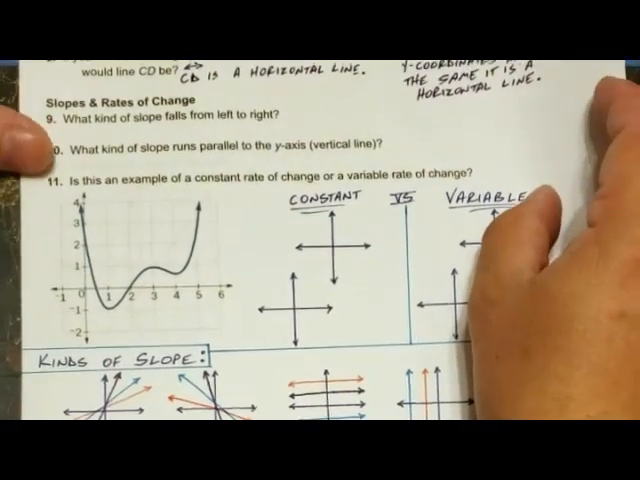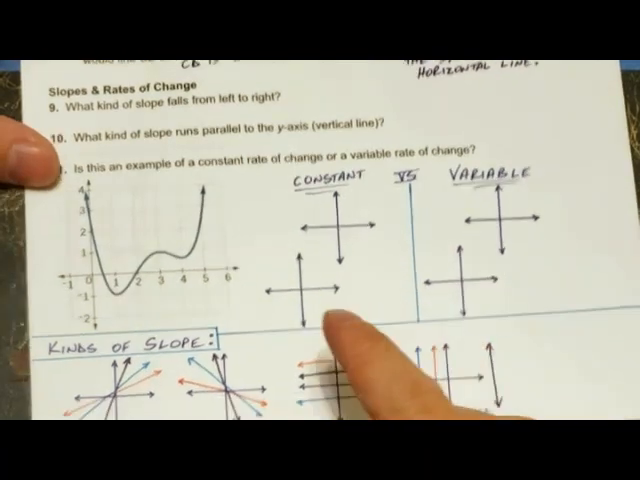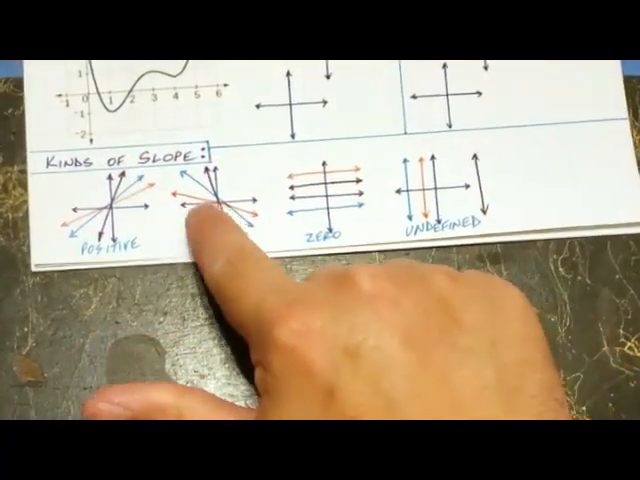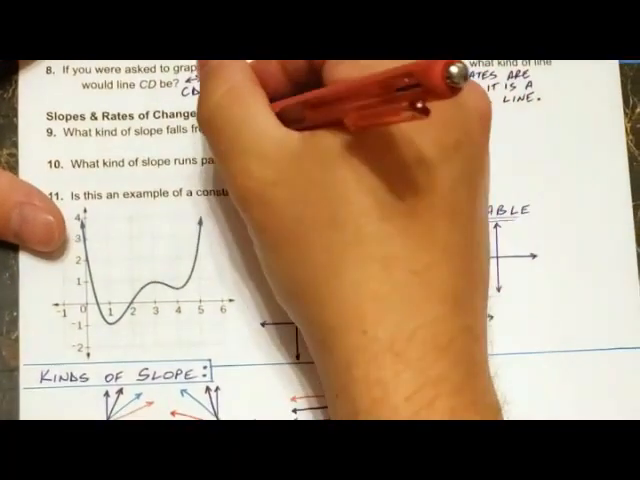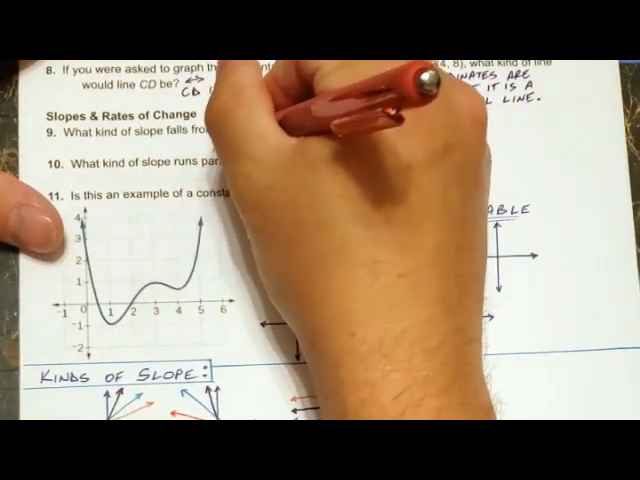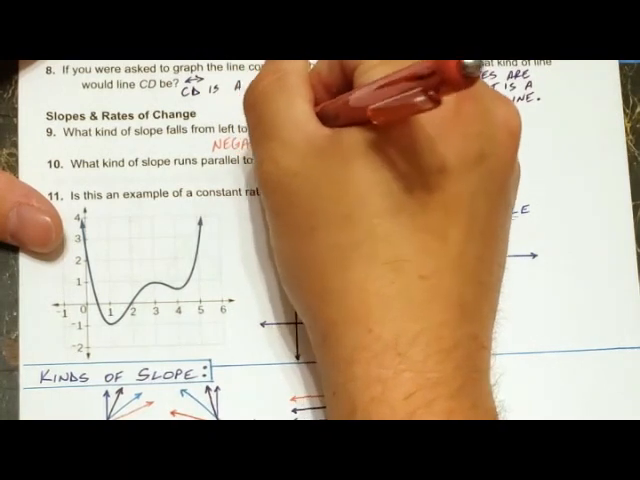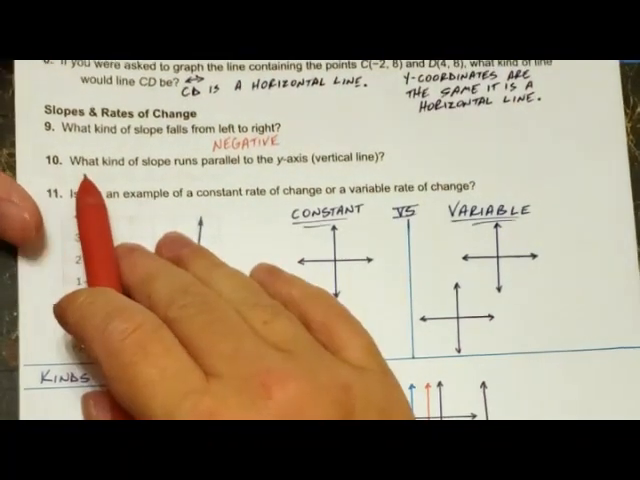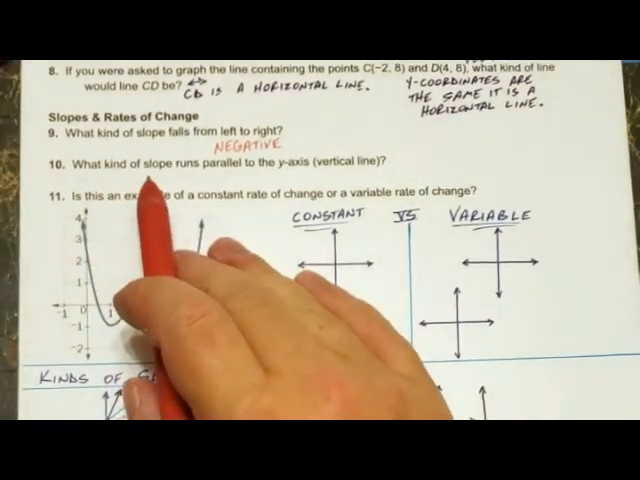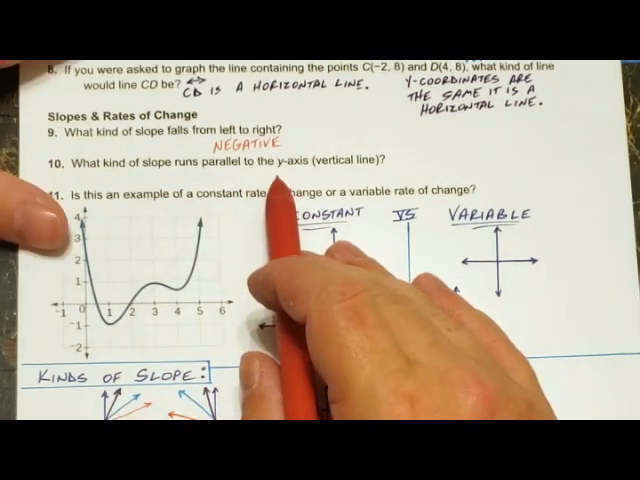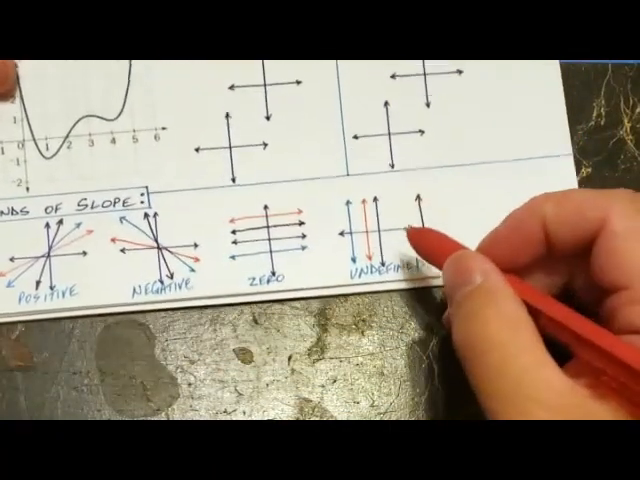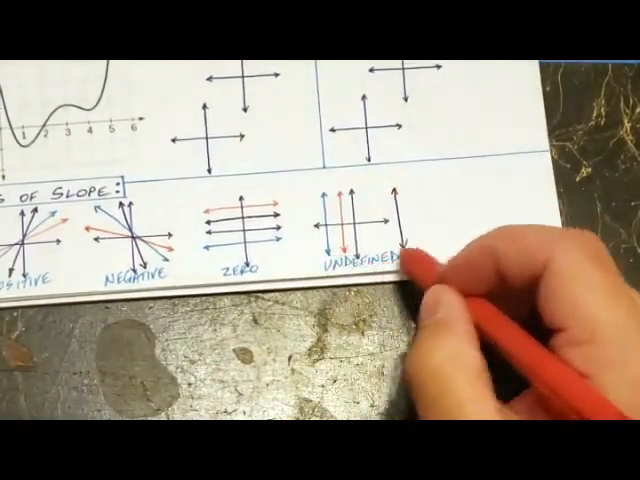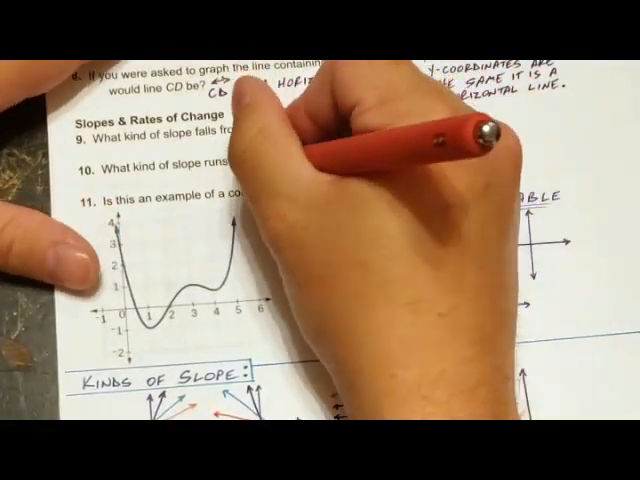All right, so what kind of slope falls from left to right? Falls from left to right would be this negative. Okay, so this is negative. What kind of slope runs parallel to the x-axis? Y-axis. Which one is a vertical line? All right, if it's vertical, the slope is undefined.